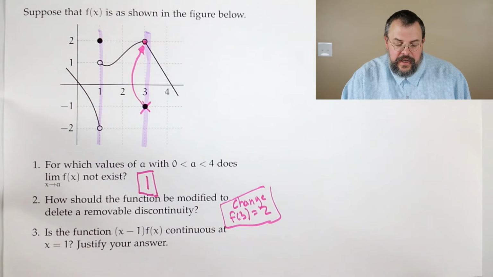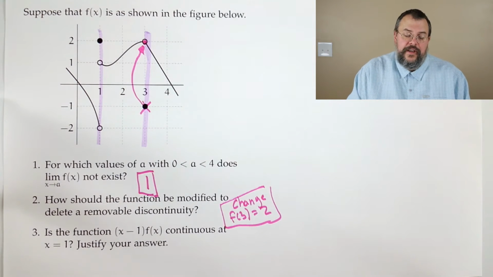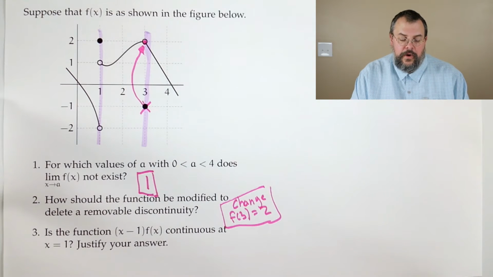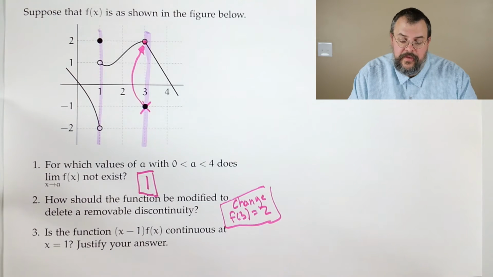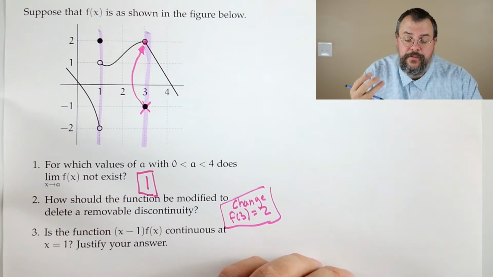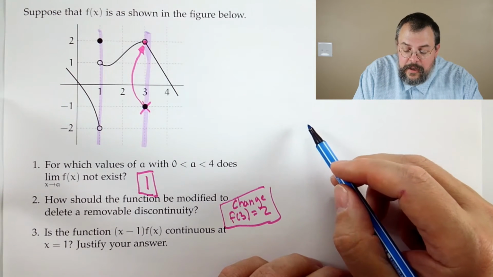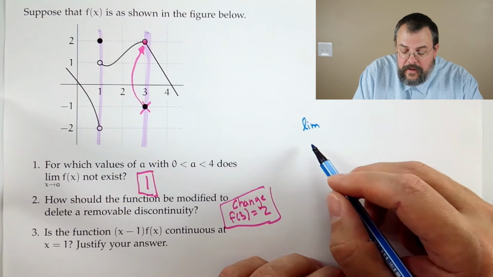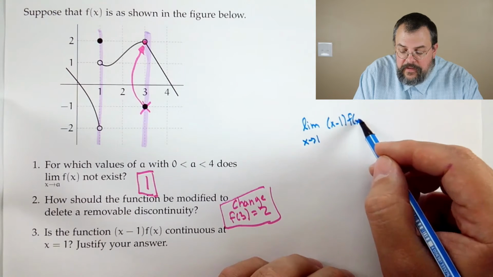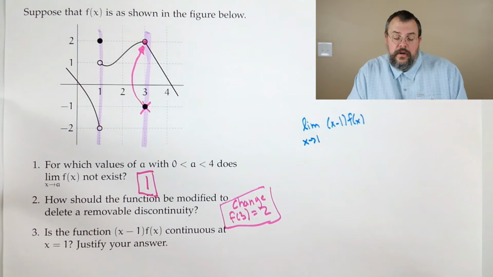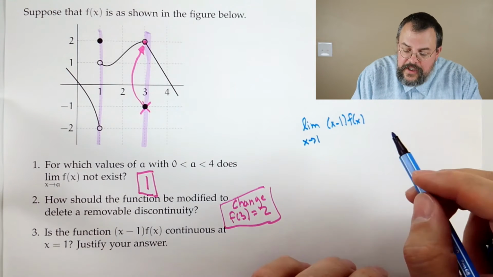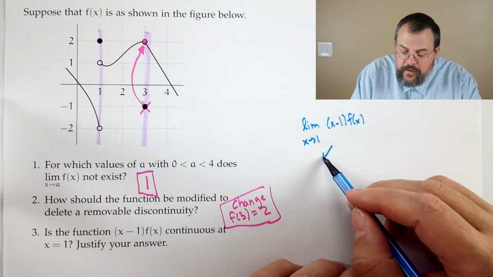Third part. Is the function x minus 1 times f of x continuous at x equals 1? And we should justify our answer. Well, let's think about it. First off, if it's going to be continuous, we need to have 3 things be true. So we need to look at the limit. So let's look at the limit as x approaches 1 of x minus 1 times f of x. Now, it's a little bit hard to figure out. So let's do this by breaking it up into 2 smaller limits.